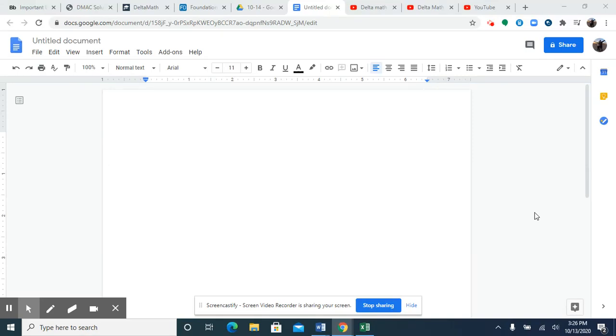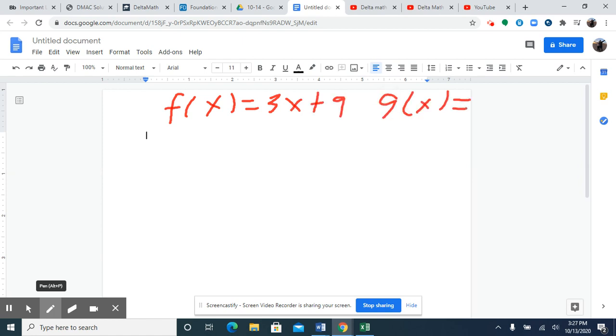All right, so not only can we try to solve them to find inverses, but we can also use composition to see if we can verify whether they are inverses of each other. So let's say we had the function f of x is equal to 3x plus 9, and the function g of x is equal to 1/3 x minus 3. What I want to do is verify whether these two are inverses of each other.